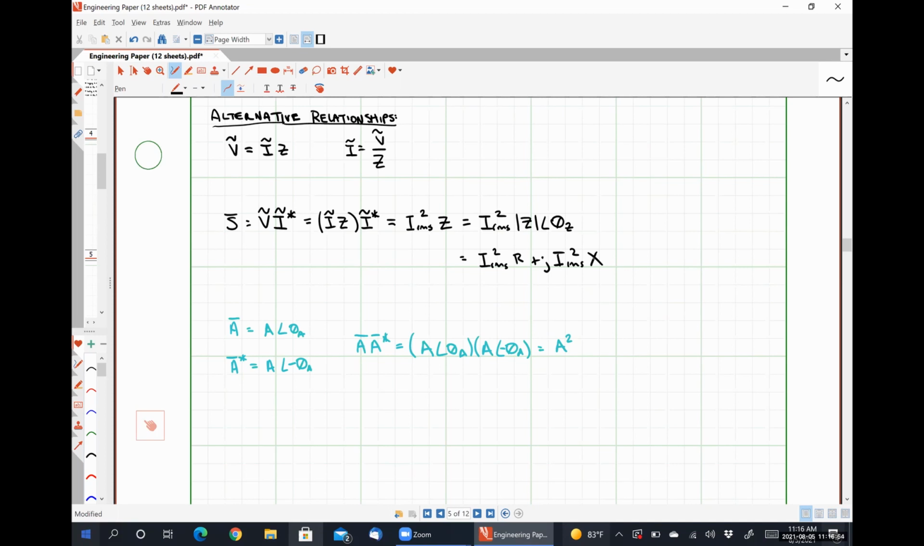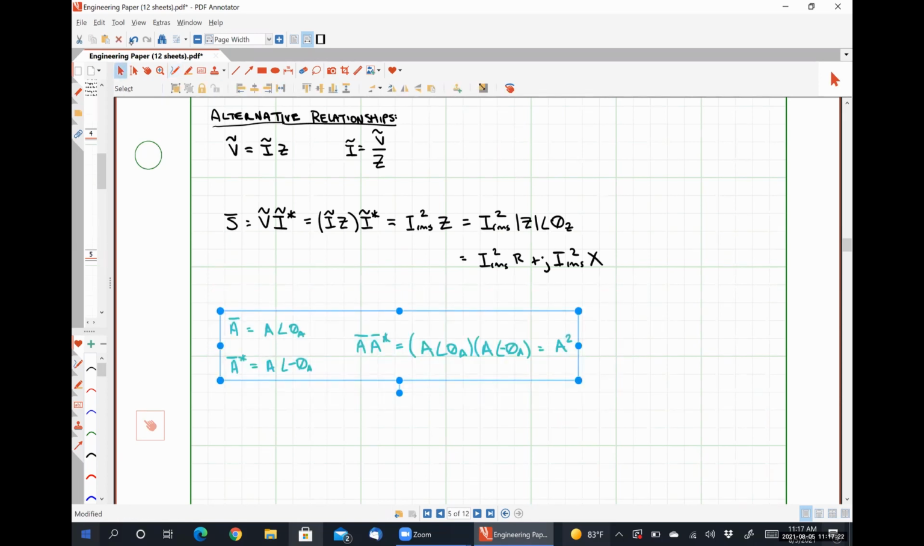So what's interesting is the average power absorbed by a particular impedance. Now you really only need to figure out what the current flowing through the impedance is. The magnitude of the current squared times the real part of the impedance is the average power. The magnitude of the current squared times the imaginary part of the impedance is the reactive power. So you're just getting these simple, easy relationships.